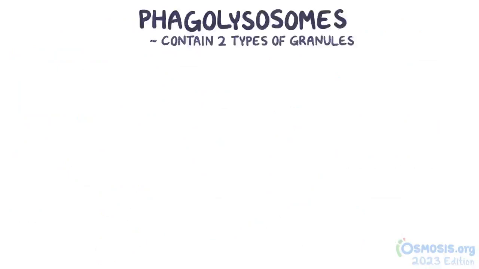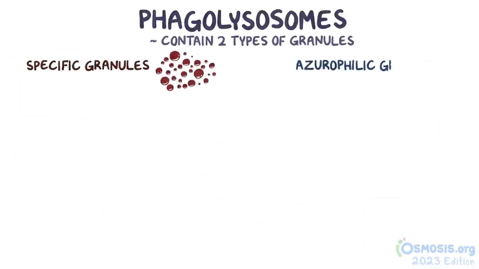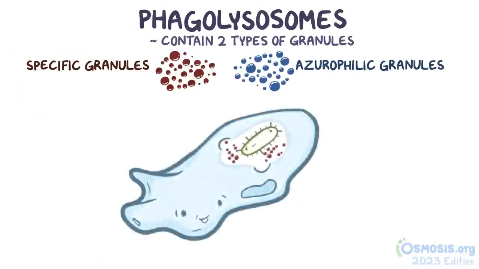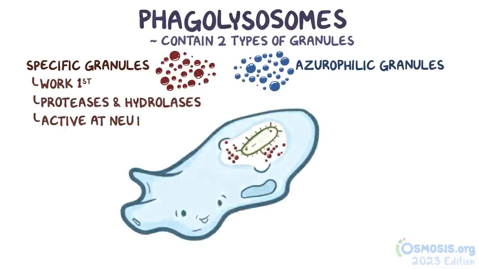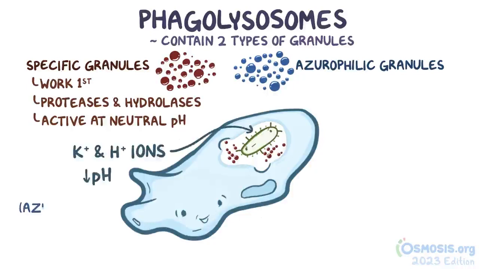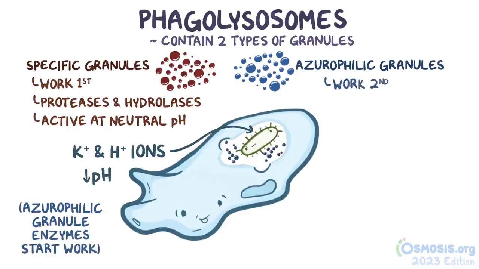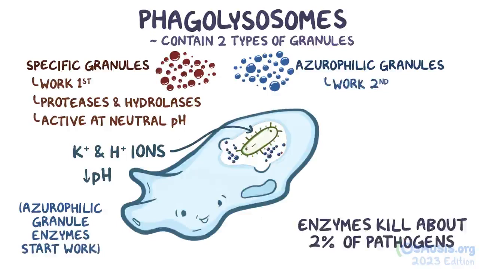First off, the phagolysosome contains two types of granules: specific granules and azurophilic granules, which help destroy the bacteria. The specific granules go to work first, and they have proteases and hydrolases which are active at a neutral pH. As the organisms die, potassium and hydrogen ions are drawn into the phagolysosome, which decreases the pH. And this allows the enzymes in the azurophilic granules to go to work. Overall, the enzymes in these granules kill about 2% of the pathogens that the macrophage eats.